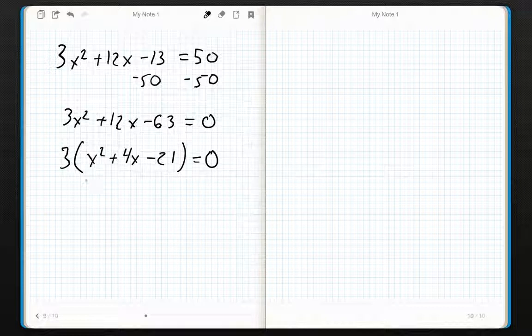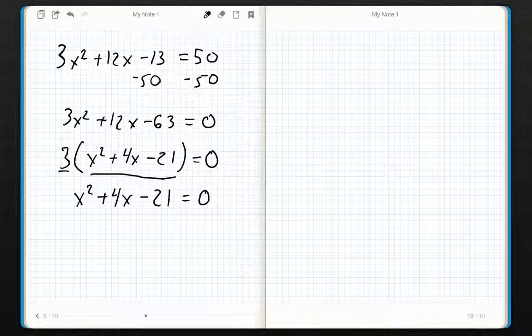Now, some people would say go ahead and divide both sides by 3. Since 0 divided by 3 is 0, you're essentially looking at a situation where x squared plus 4x minus 21 equals 0, because no matter what, 3 times this has to equal 0. So this has to equal 0 because 3 does not.